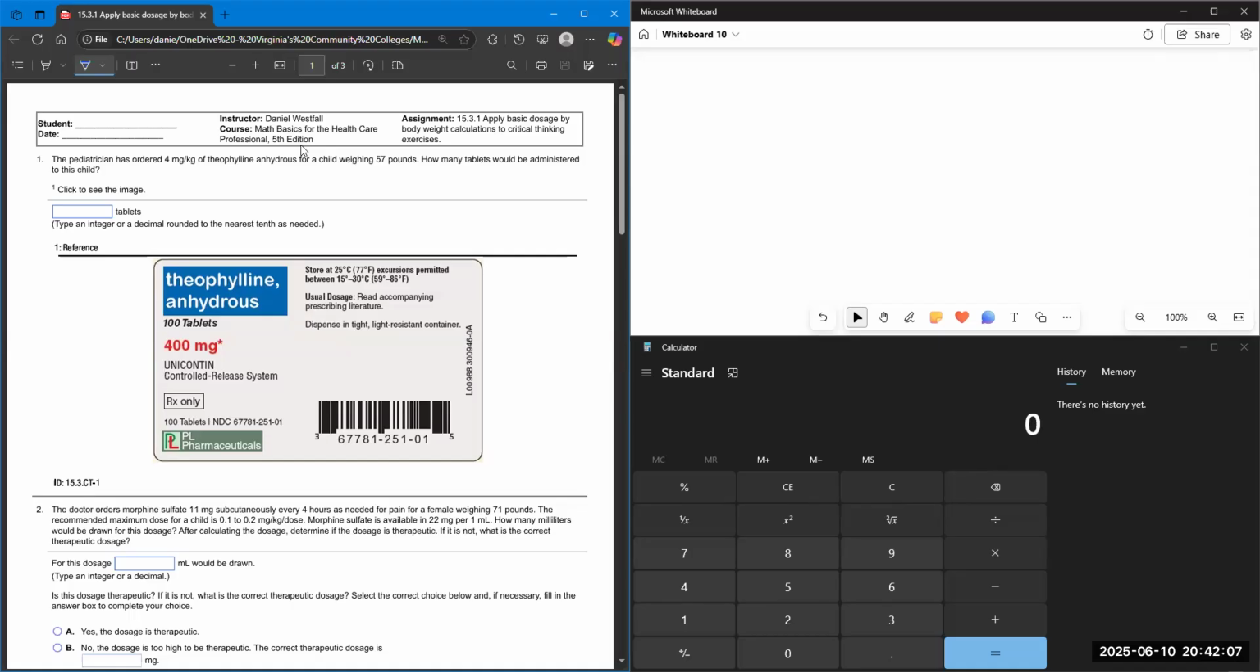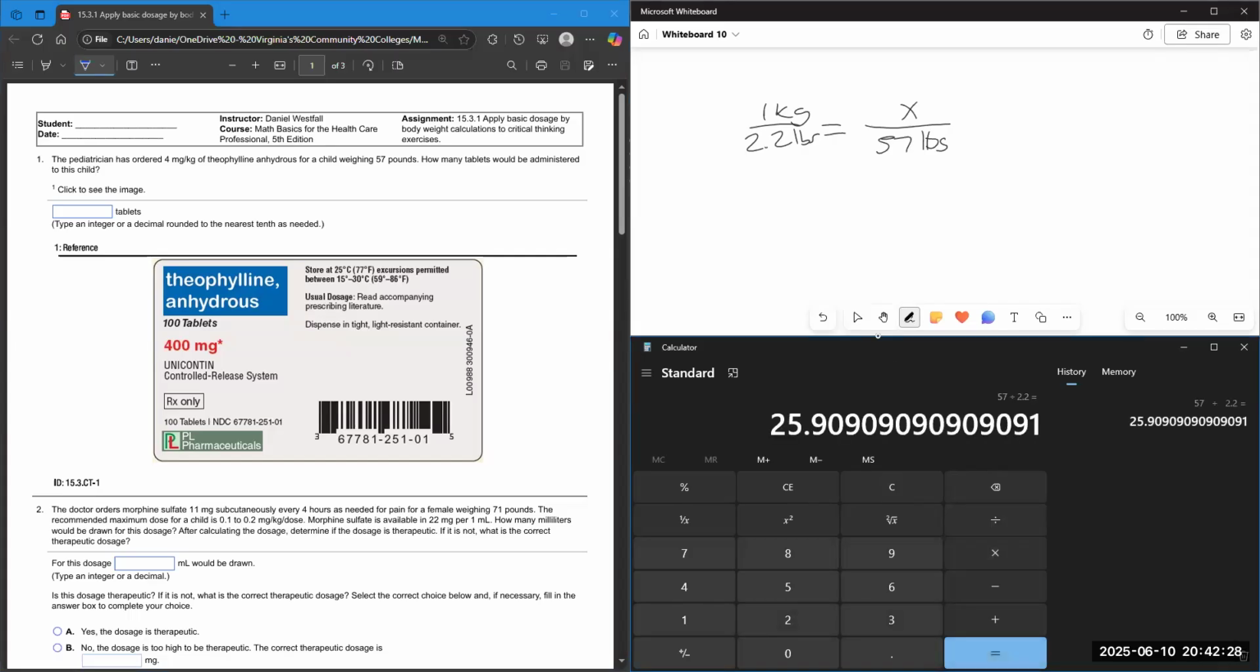The pediatrician has ordered 4 milligrams per kilogram of this drug for a child that weighs 57 pounds, at 2.2 pounds per kilogram. So that child weighs 25.90 kg, with the 90 repeating. You can round that to 91 if you want to. How many tablets are they going to administer?